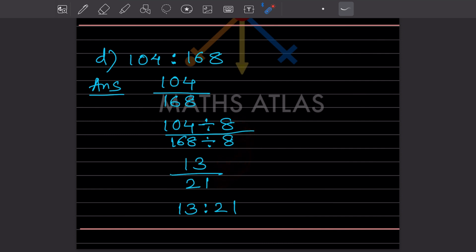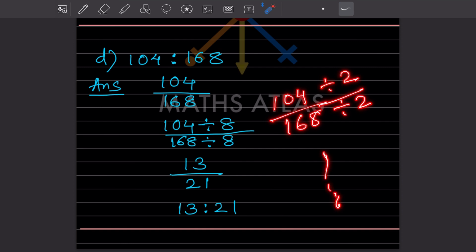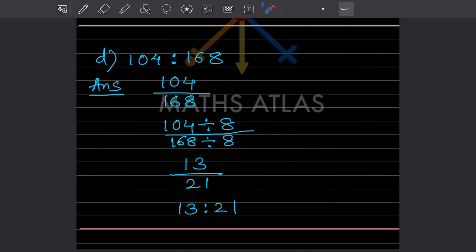If you don't know by 8, again what I said, you can just go for the simple way, that is, keep on dividing. Now here you will divide by 2 and so on, till you get to 13. You cannot divide it again because this is a prime number. So this answer should be 13:21.